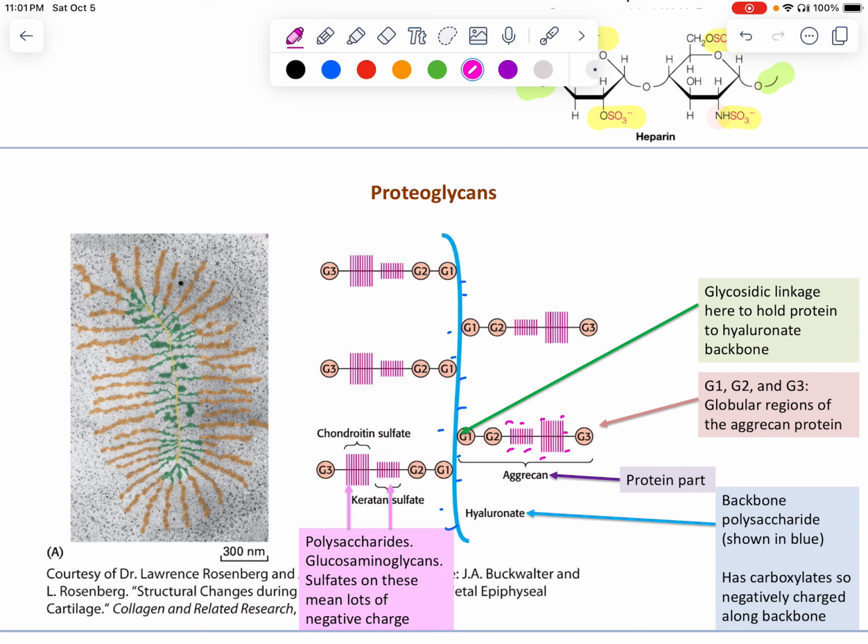Okay. And these units, this unit right here is repeated over and over and over. These circle parts are globular regions of the protein. And then we'd have this glycosidic linkage right here to hold that protein to the backbone. If we come over to the left, we have an electron micrograph of this protein. And so you can kind of see that backbone. You can see all these pieces sticking out of here.